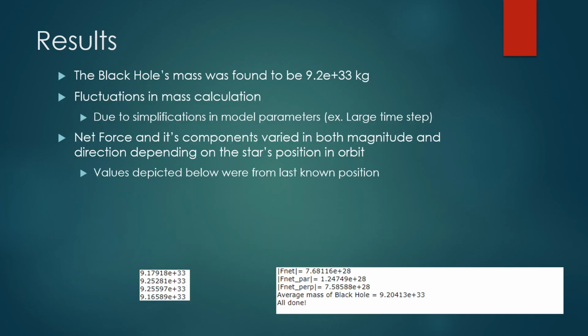The code kept track of the star's momentum, and we had our time step, so we were able to find the rate of change of momentum and thus the net force, which we then set equal to the gravitational force equation. And since we already had the star's mass and the distance, we were able to calculate the black hole's mass. We found the black hole's mass to be 9.2 times 10 to the 33 kilograms. There were some fluctuations in our calculations, but we believe that was due to simplifications in our model parameters, such as our large time step of 1 day.